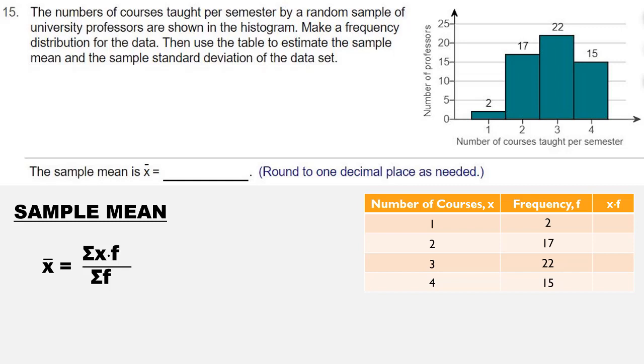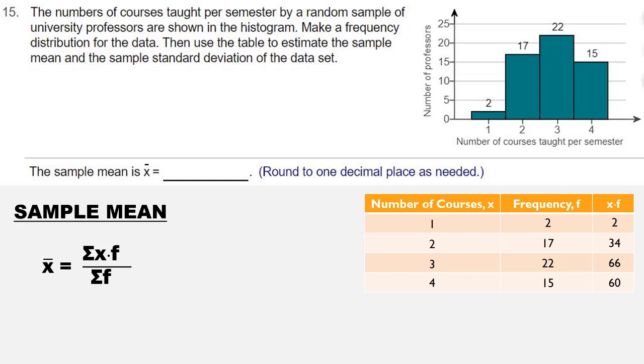But now in the last column, we're going to take the numbers from the first two columns and multiply them together. So 1 times 2 is 2, 2 times 17 is 34, 3 times 22 is 66, 4 times 15 is 60. So that is the table completed, but the formula calls for us to add the sum of the f's and the sum of the x times f's.